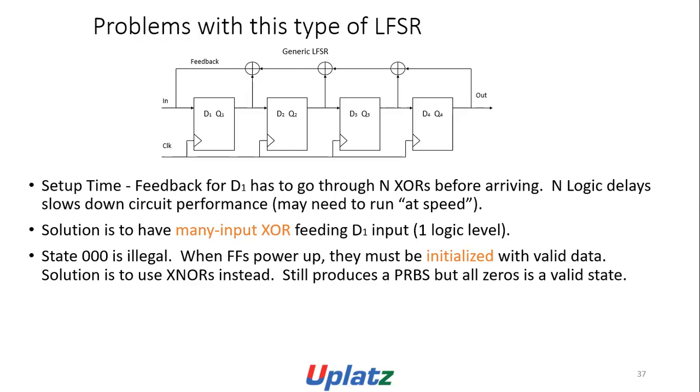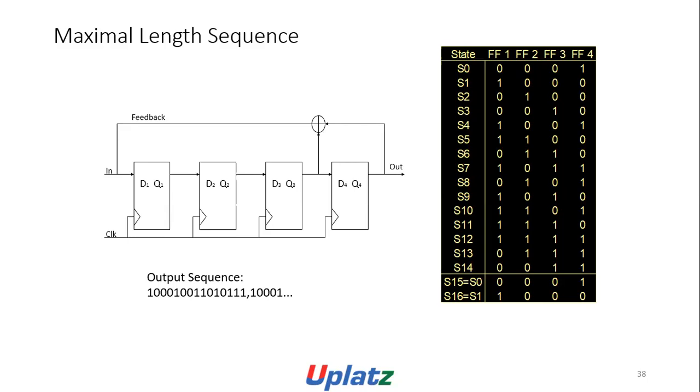State 00 is illegal. When flip-flops power up, they must be initialized with valid data. The solution is to use XNOR instead, which still produces a PRBS, but all zeros is a valid state. Maximal length sequence, output sequence: 1000, 1001, 1010, 1011, 1111, 0001. The stage S14 is not shown in the figure, S15 is equal to S0, S16 is equal to S1.